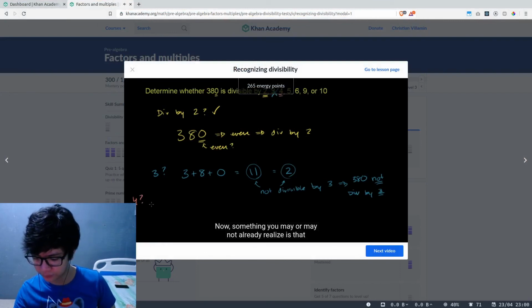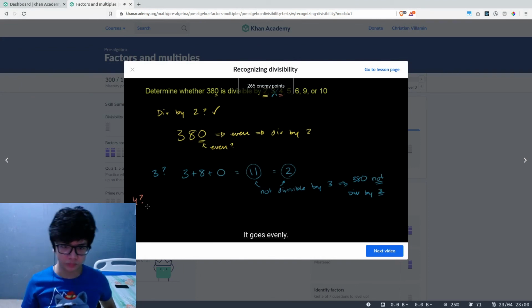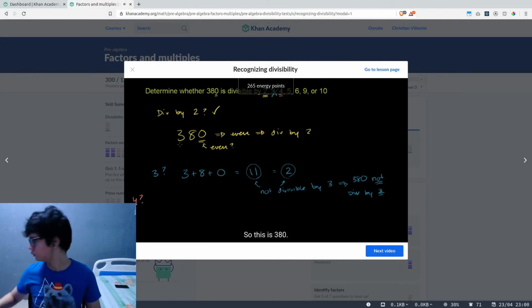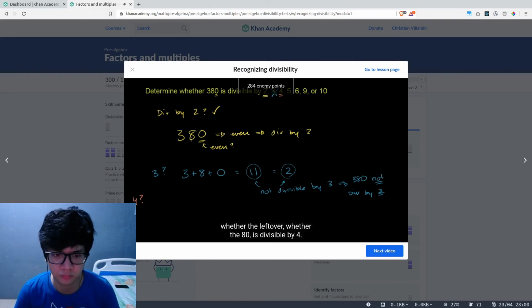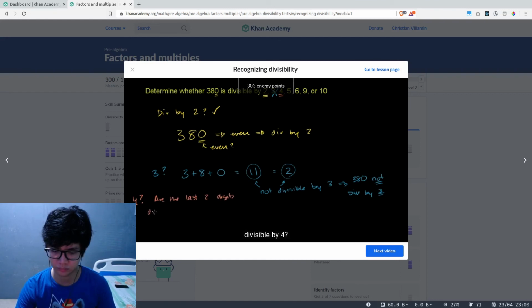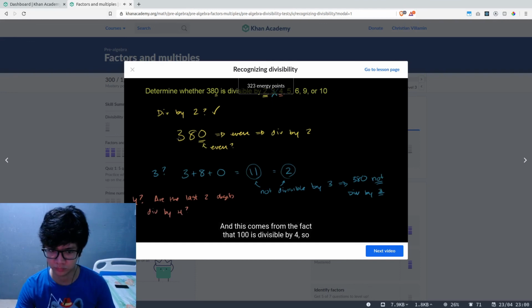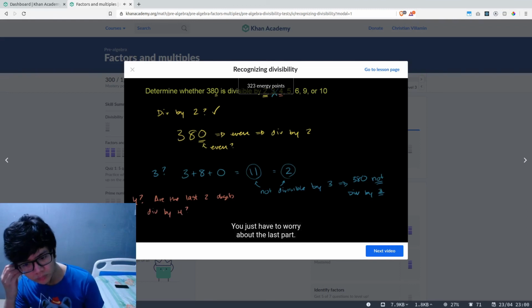Now, something you may or may not already realize is that 100 is divisible by 4. It goes evenly. So this is 380. So the 300 is divisible by 4. So we just have to figure out whether the leftover, the 80, is divisible by 4. Another way to think about it is, are the last two digits divisible by 4. And this comes from the fact that 100 is divisible by 4. So everything in the hundreds place or above is going to be divisible by 4. You just have to worry about the last part.